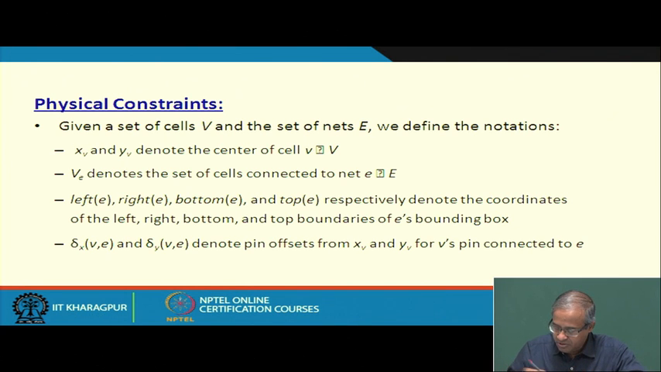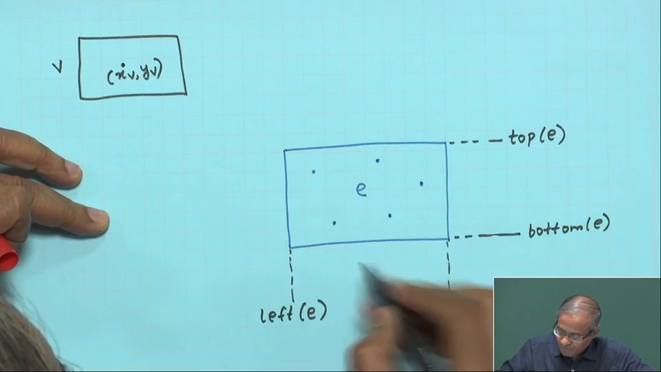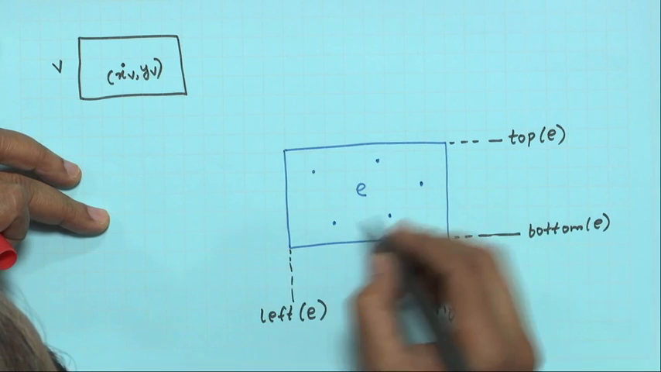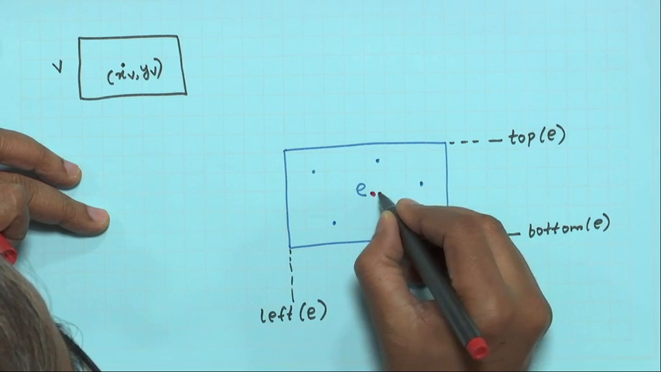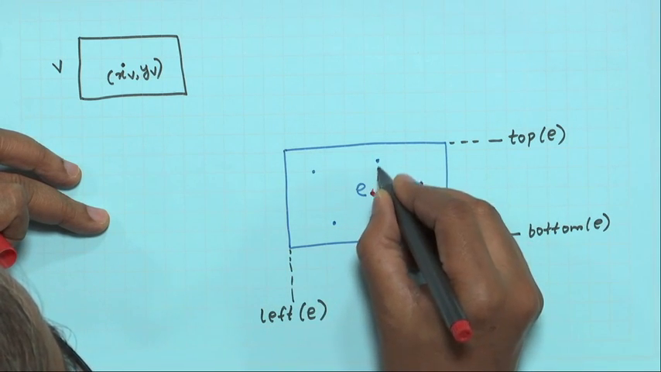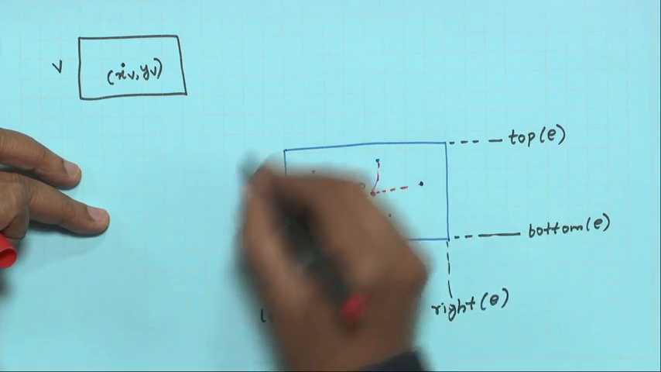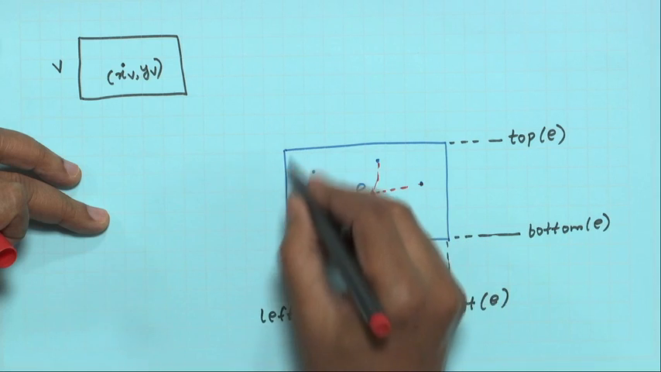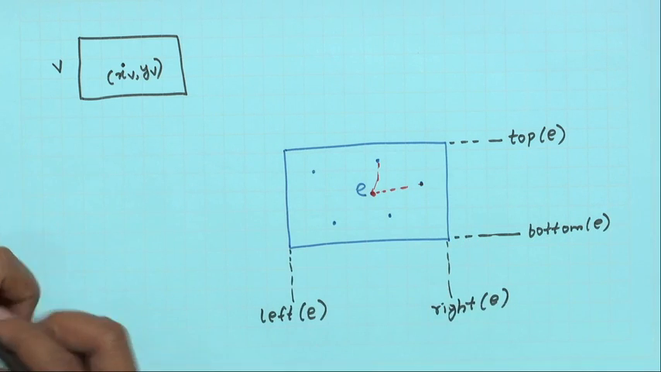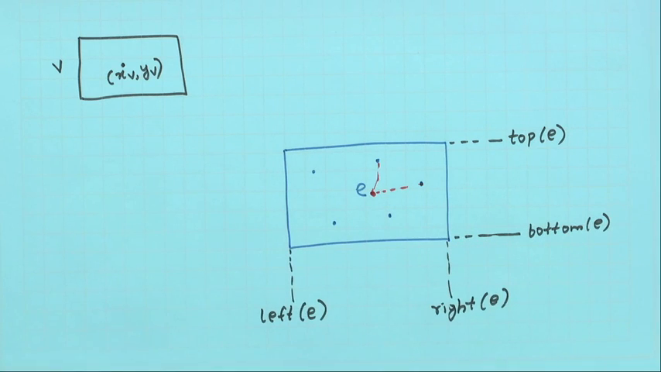So, once we have defined the bounding box, we expect that all pins have to be there. From the center we are measuring delta x and delta y as the x and y offsets. Okay. So, they should not be outside this bounding box, that is the constraint. They should all be inside this box. Fine. Let us look at the constraints now.